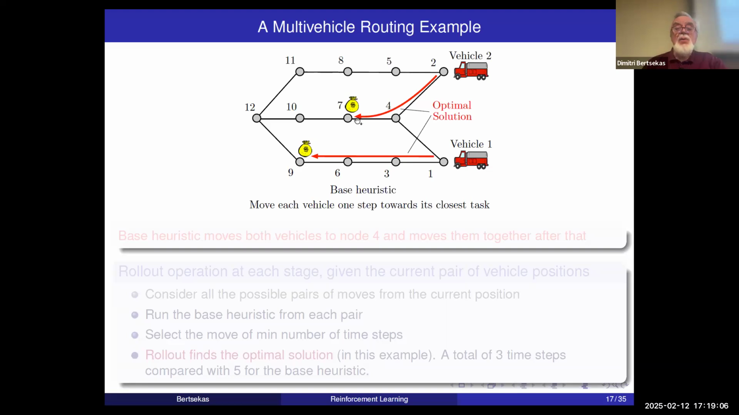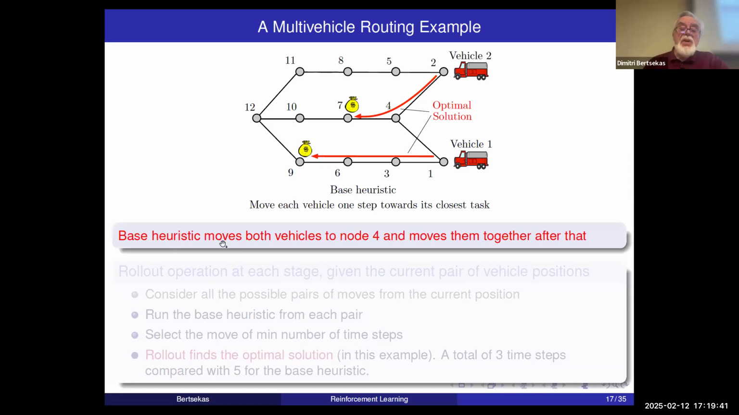Get the trucks to go to, at least one of them, go to these tasks in a minimum number of steps. And the motion is as I described, and the feasible solutions are all the combinations of moves by the two trucks. And the base heuristic is to look at the closest remaining task to do and move one step in that direction for each one of the vehicles.